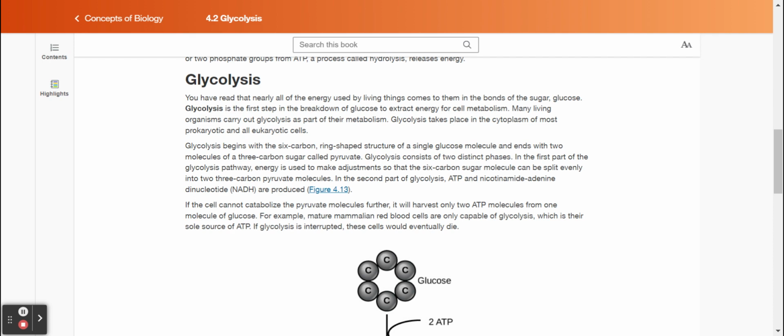Glycolysis begins with the 6-carbon ring-shaped structure of a single glucose molecule and ends with 2 molecules of a 3-carbon sugar called pyruvate. Glycolysis consists of 2 distinct phases. In the first part of the glycolysis pathway, energy is used to make adjustments so that the 6-carbon sugar molecule can be split evenly into 2 3-carbon pyruvate molecules. In the second part of glycolysis, ATP and nicotinamide adenine dinucleotide, or NADH, are produced.